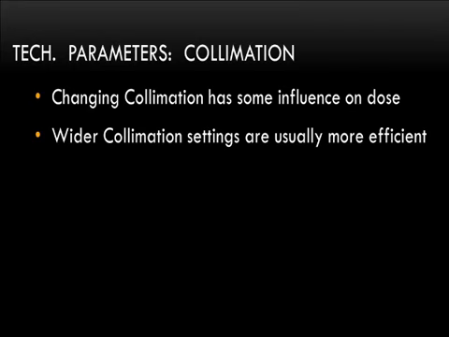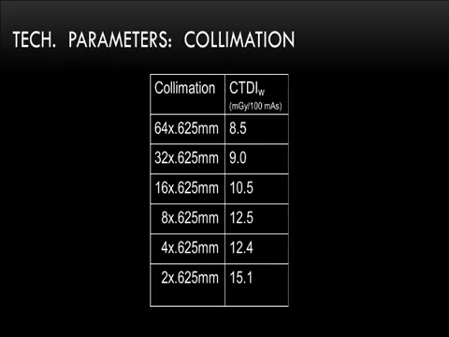Sometimes it can be a larger effect than others. The wider collimation settings are usually more dose efficient. So here's an example of some measurements we made on a system some years ago. These are all done under the same conditions of a CTDI W measurement in milligray per 100 mAs. So it's all normalized, and the only effect here is of changing the nominal collimation. With the widest collimation, you had the least amount of dose: 8.5 milligray per 100 mAs.